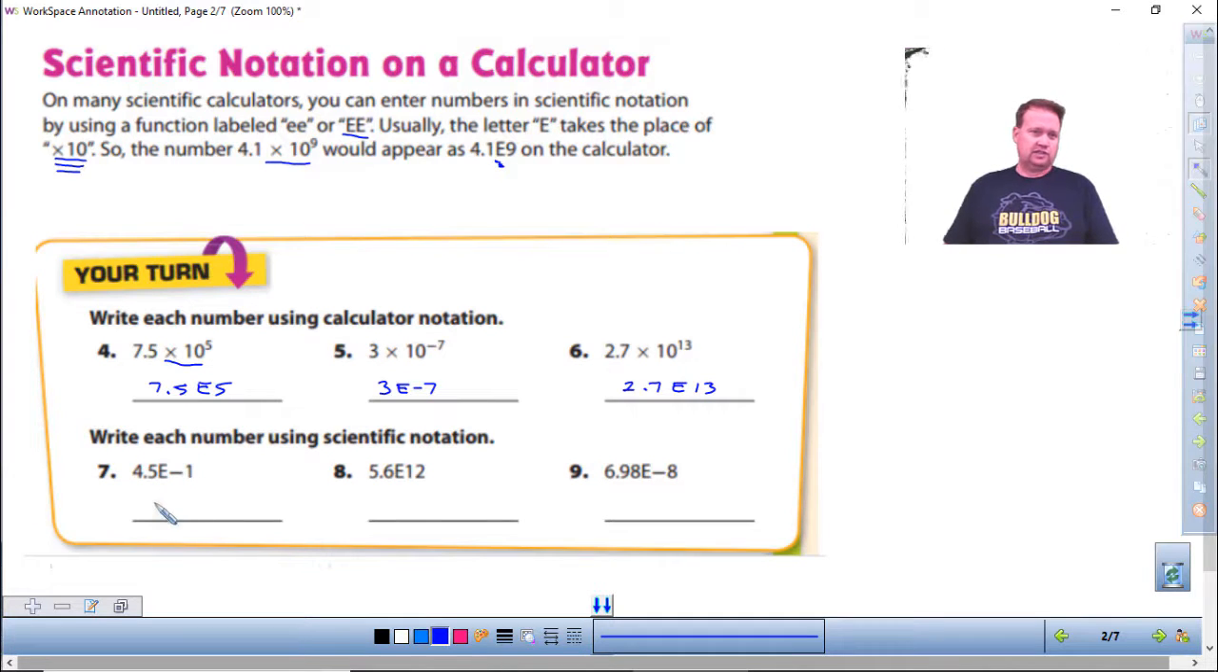And you can see that we're just going to turn this process around: 4.5, and that E stands for times 10 to the negative 1 power. So this is 5.6 times 10 to the 12th power. And this one over here is 6.98 times 10 to the minus 8 power. This last one here is a tiny little decimal. This one's not very small, but a little bit smaller.